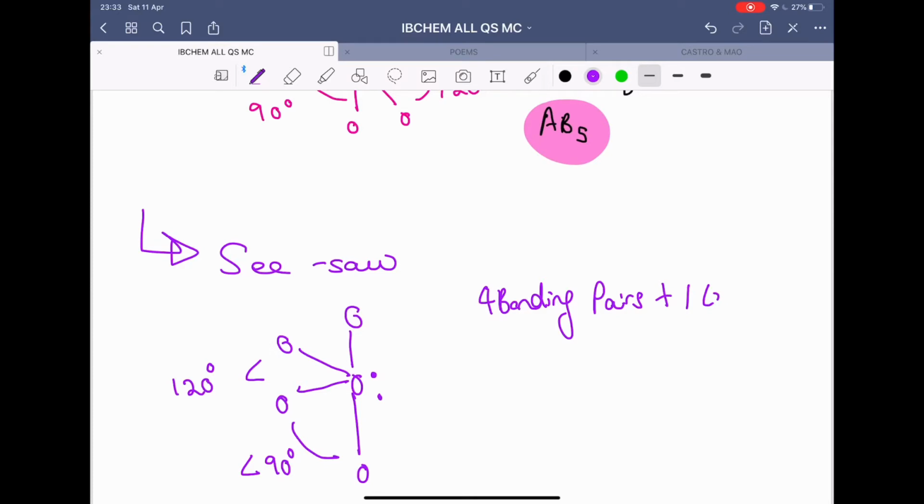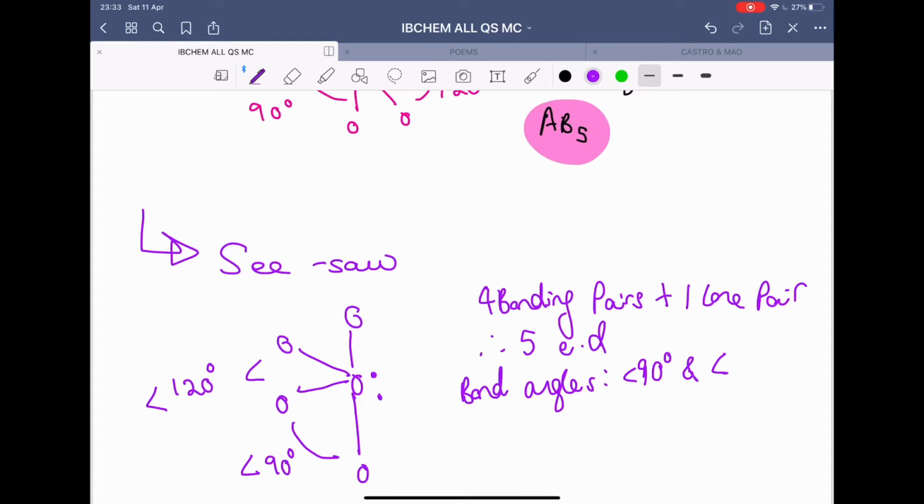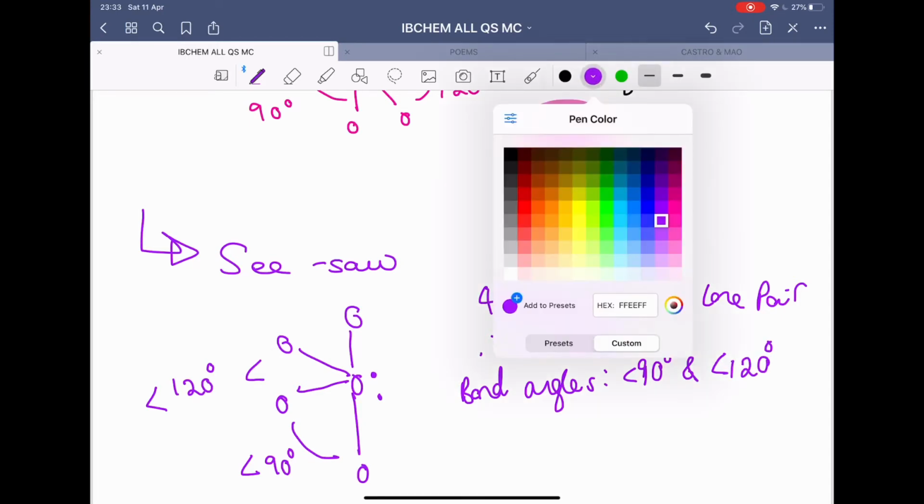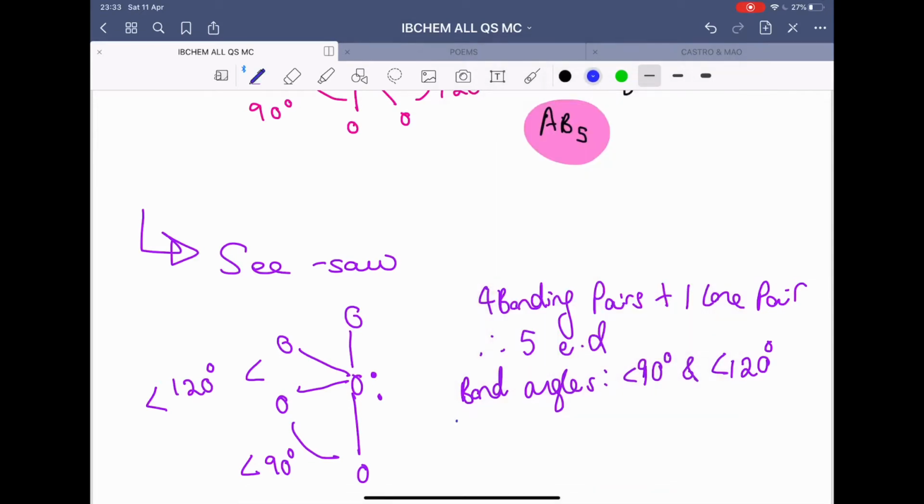So there are 4 bonding pairs plus 1 lone pair. So overall, 5 electron domains, meaning the geometry is trigonal pyramidal, but the shape is seesaw because of that 1 lone pair. There are 2 bond angles: the first one is less than 120 degrees, and the second one is going to be 90 degrees. Just memorize this in your exam. Seriously, that's the only way you're really going to benefit.